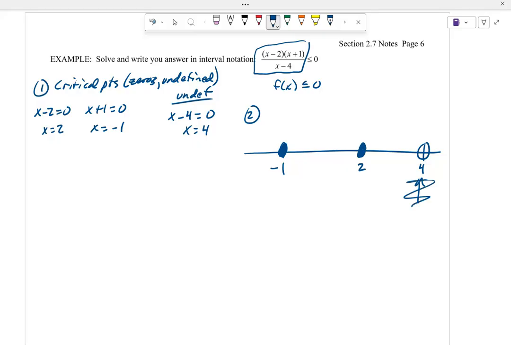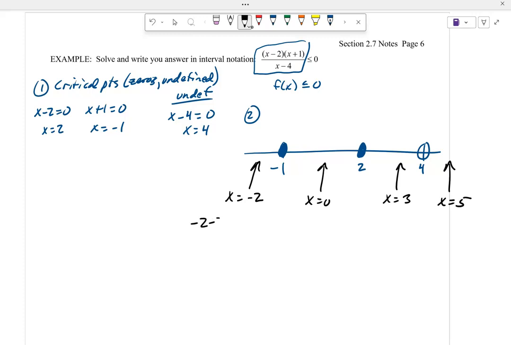Now let's go ahead and test to the left of negative 1. Let's try negative 2. Let's try between them, and to the right of 4. We're going to test it one by one.